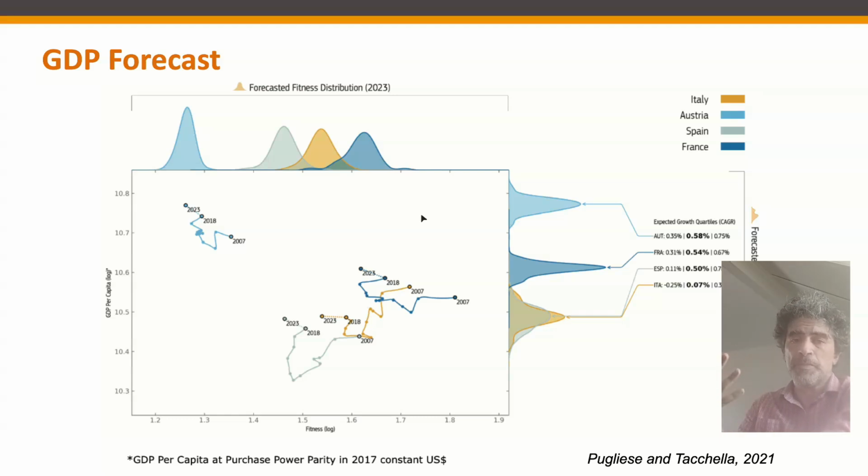So forecasting a GDP. Again, we are not implying that there is a causal implication here. We're not saying that since you are fit, then you will grow, or that if you become more fit, you will grow more. It's just saying that since you are fit, our prediction is that you will grow more than another country, but we don't know what would have happened if that country would not.